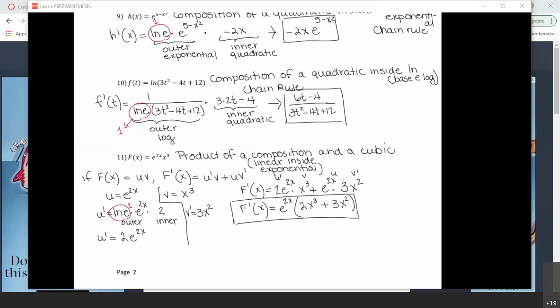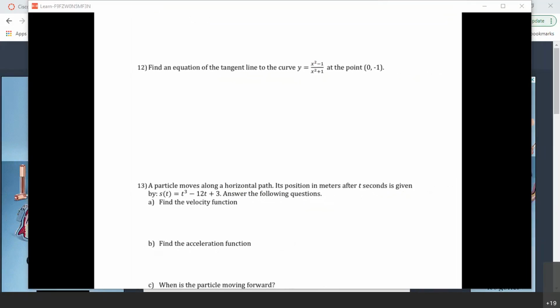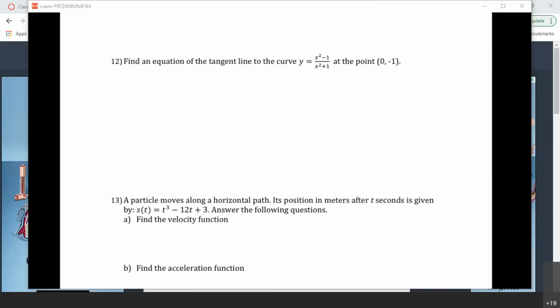All righty. I think probably everybody's running out of steam, so let's just do one more. Number 12. Find the equation of a tangent line to the curve y equals this expression at the point 0, -1.